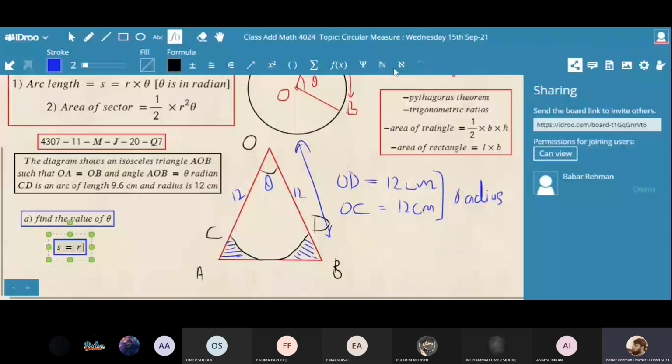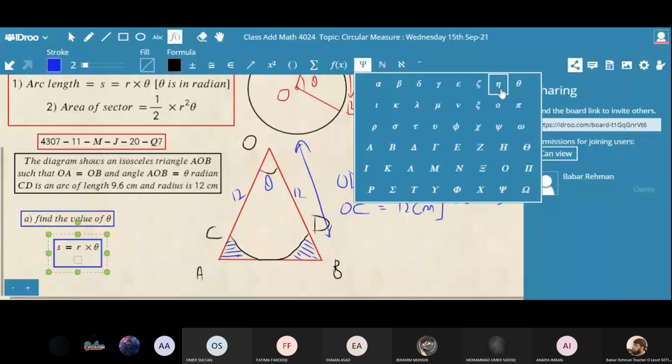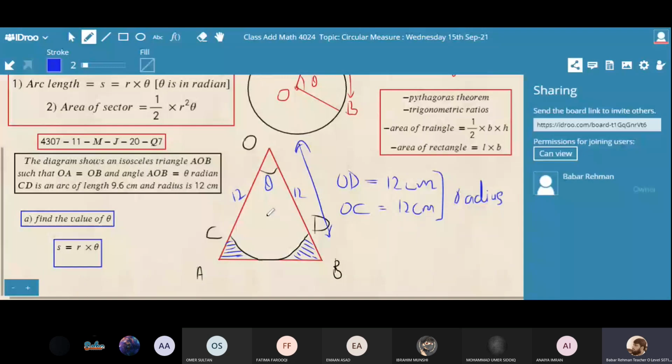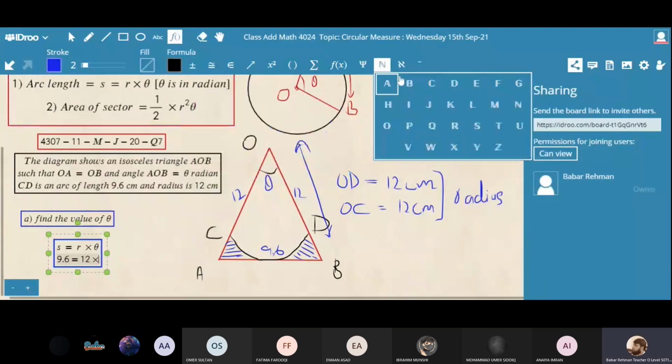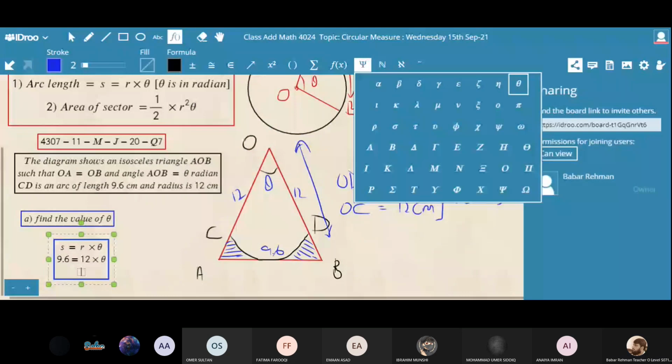So student, what is arc length given? Look at 9.6. This is 9.6. This arc CD, a curve part is CD. That is 9.6. So I will write in my own formula. So 9.6 is equal to radius is 12 multiplied by theta. Now, student, use your calculator. Divide 9.6 divided by 12. What is the theta? 0.8. And answer is 0.8. And answer is in radian.